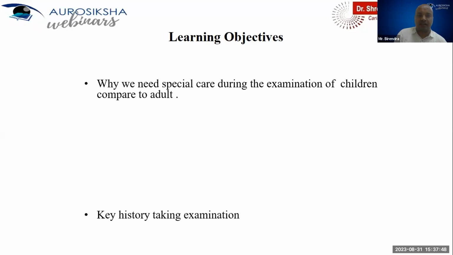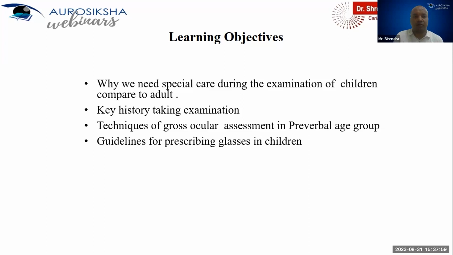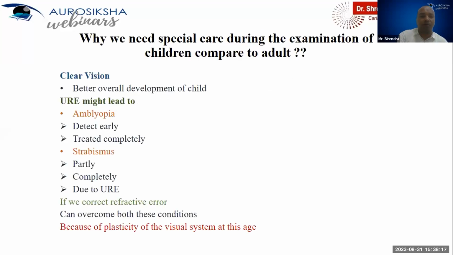Through this session, I will cover some key learning objectives. After this session you will understand why we need special care during the examination of children compared to adults, what the key history taking and examination are for the pediatric age group, techniques of gross ocular assessment in pre-verbal age group children, and the different guidelines for prescribing glasses in children compared to adults.